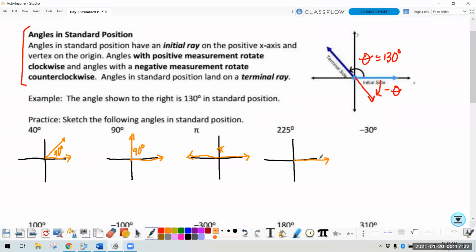225, we got our initial ray, 90, 180. So 270 would be all the way down here, so that's not quite that far. So this large angle like this is 225 degrees. Oh, finally a negative angle. Here's our initial ray. Negative 30 just means go clockwise 30 degrees. So this angle is negative 30.